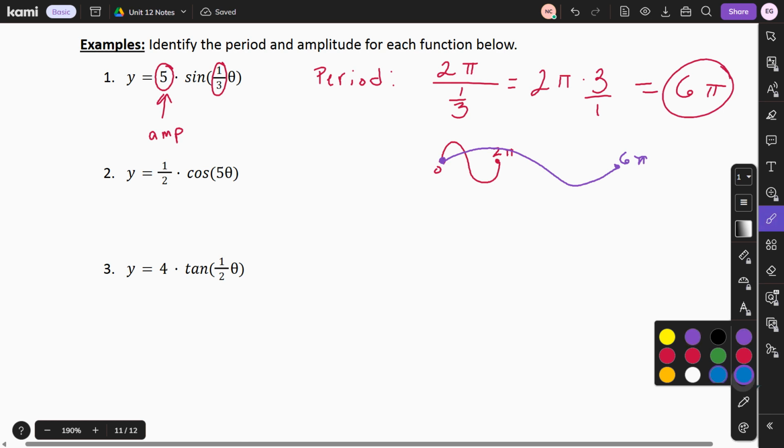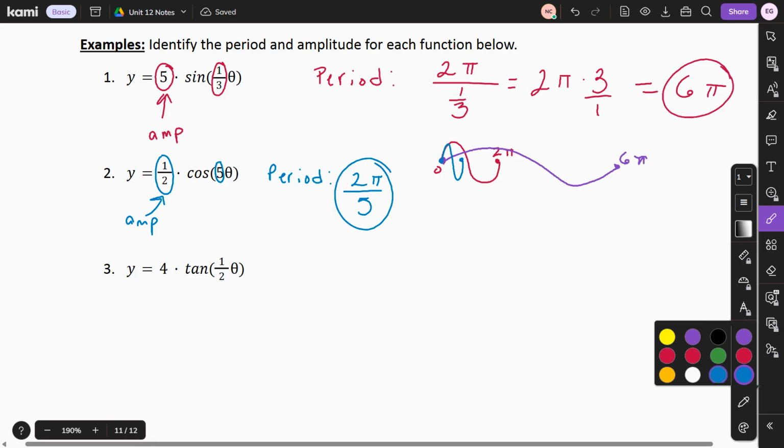Now for the next one, for this cosine problem, again, the 1/2 in front is going to be our amplitude, and then the b value inside is going to affect the period. So we're going to take the normal period of cosine, which is 2 pi, divide it by 5, and we don't even need to simplify that. That would be our new period. Now, going back to my little sketch here, 2 pi over 5 is a much shorter cycle. So if 2 pi is the pink one here, 2 pi over 5 might look more like this, where it's completing that full cycle, that full pattern, much faster than the parent function.